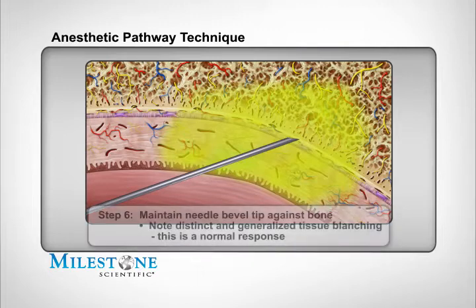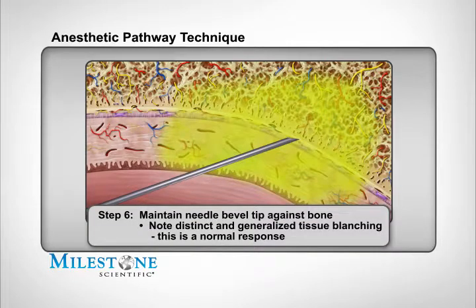Step 6. Maintain the needle bevel against the surface of bone once contacted. You should begin to notice distinct blanching of the palatal tissue as an effect of the vasoconstrictor in the local anesthetic. This is normal. When you've delivered the required dosage, you can remove the needle.